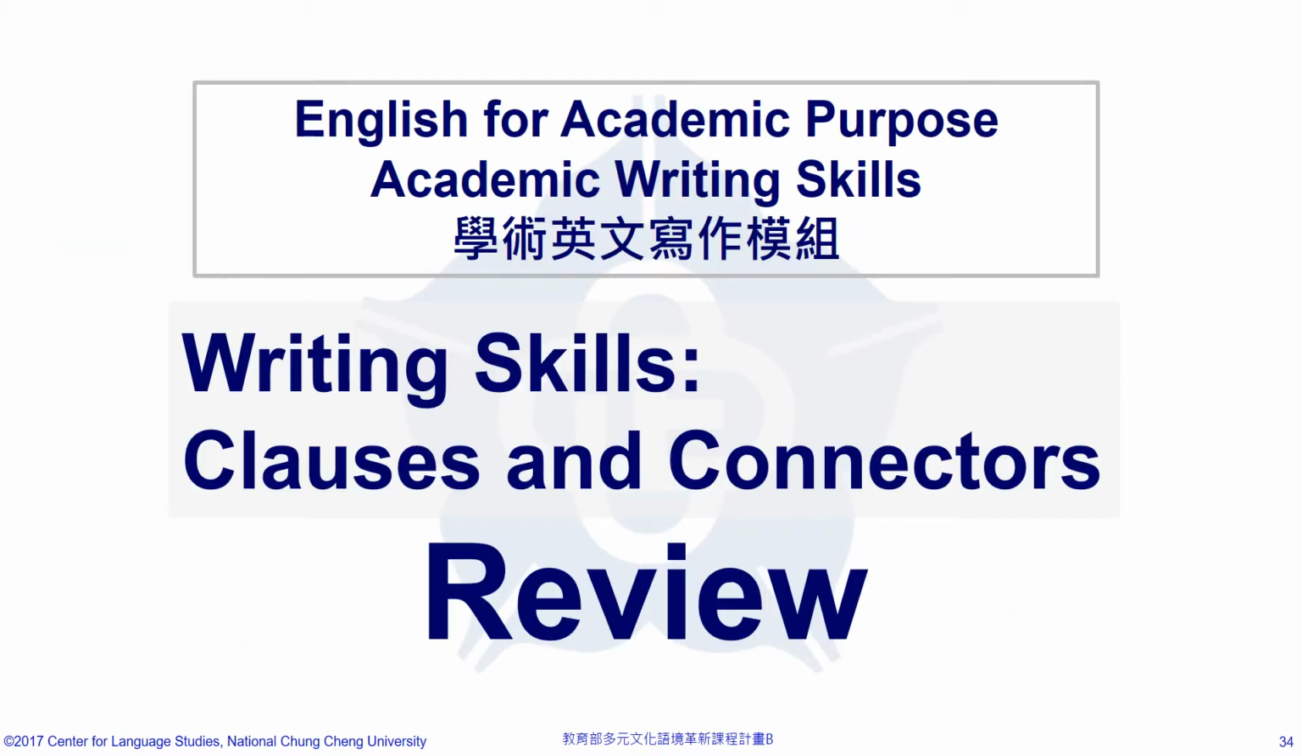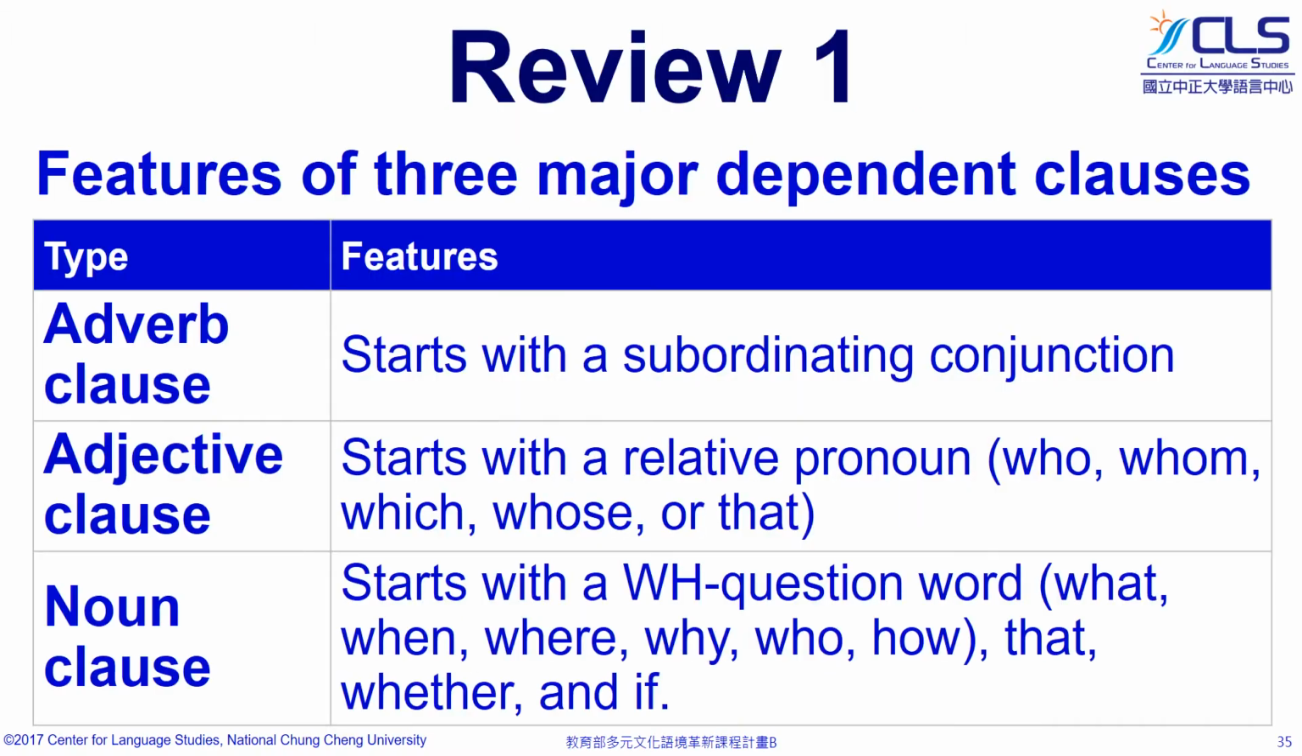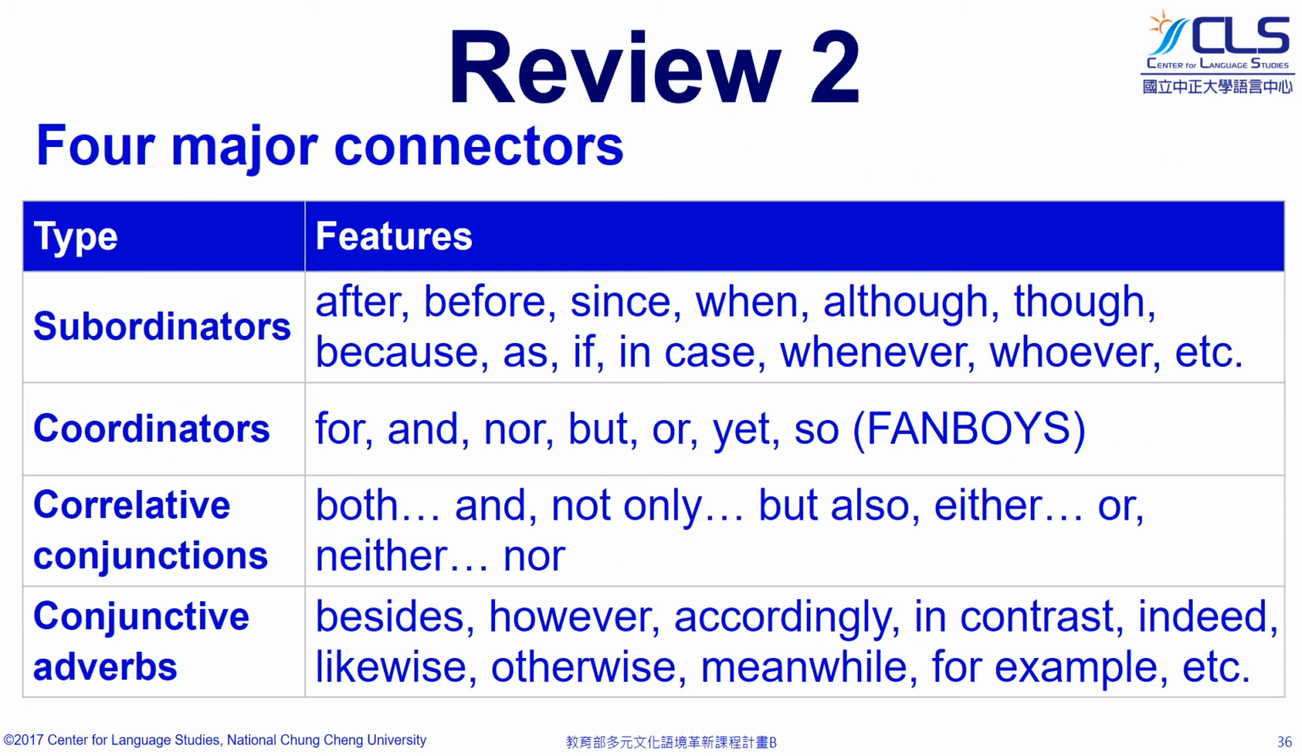Now, let's quickly review what we have learned. As we've learned, the three major types of clause start with different connectors, and it's important to note that some words may be used to introduce more than one type of clause. For example, who can be used to introduce both adjective and noun clauses. And here are the four major connectors. So when we want to express the same meaning, we can use different types of clauses and connectors to make our writing smooth, make the relationship between clauses clear, and create sentence variety.